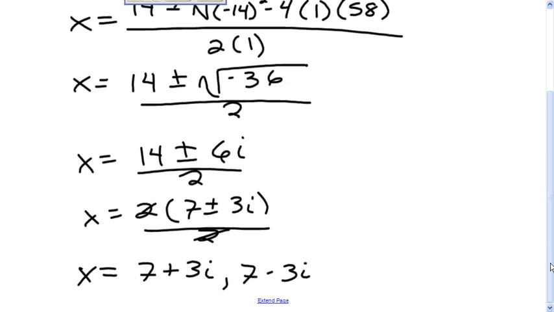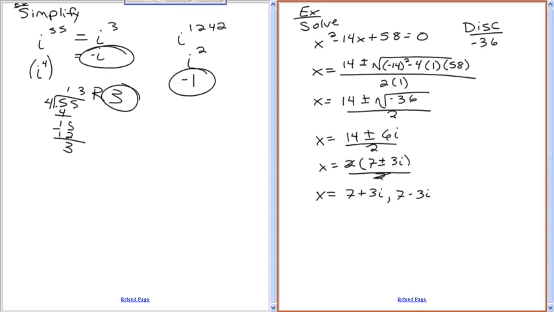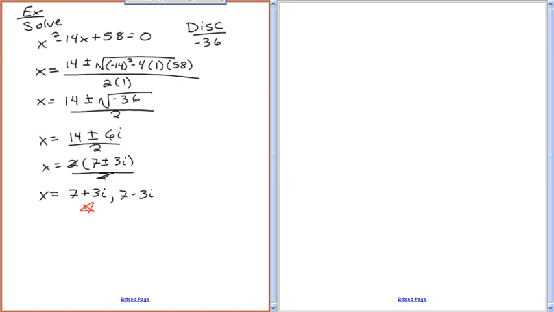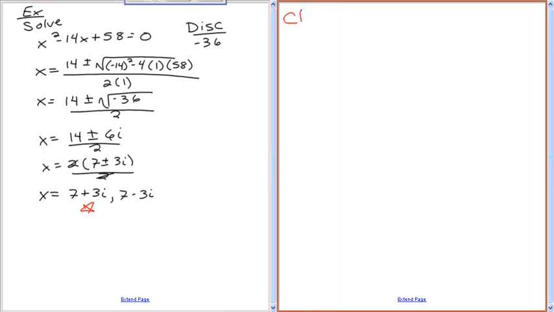The last thing that we always do is we always check our solutions, at least one of them. I would pick the one that's the easiest for you. If the one works, because they're complex conjugates, the other one will automatically work as well. So I'm going to check the 7 plus 3i. So here's my check.